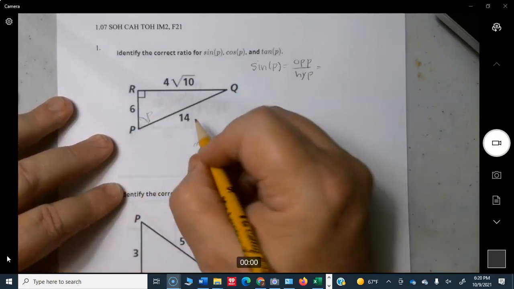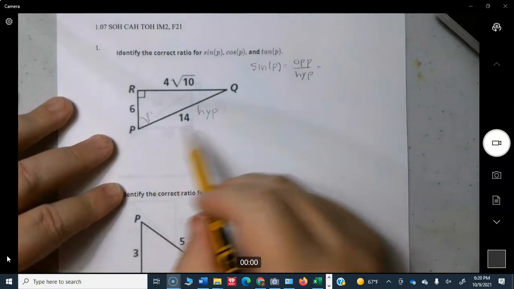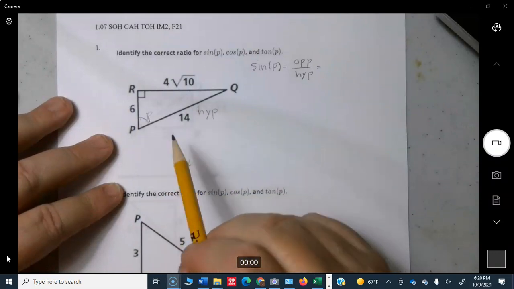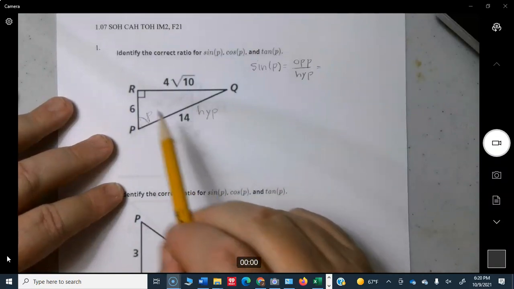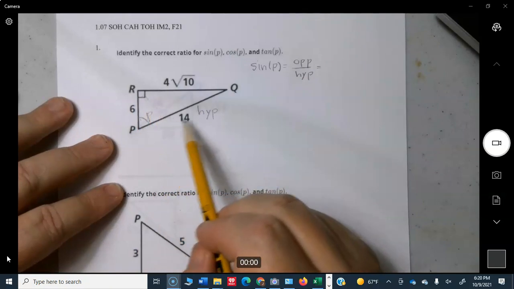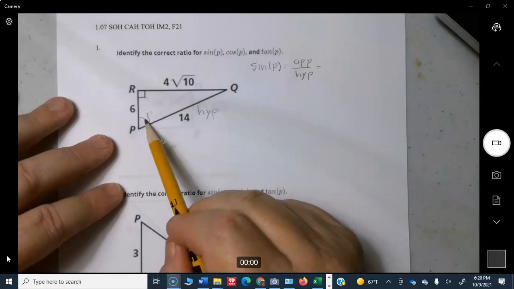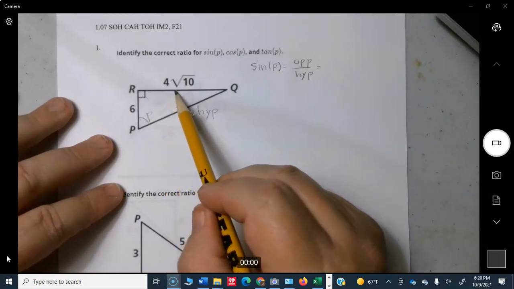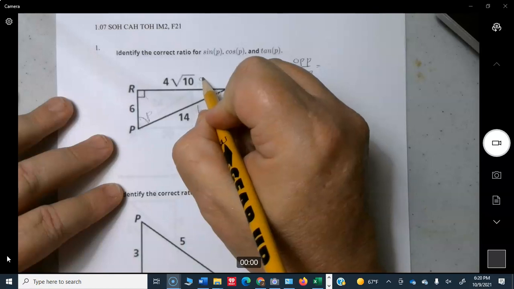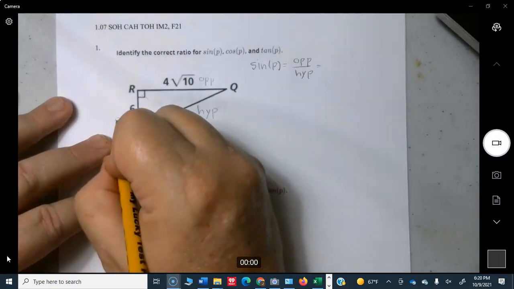So the hypotenuse is this longest side right here. Another way to know the hypotenuse, if one of the other sides is very close in length to the hypotenuse and you're not sure, is it's opposite the right angle. So the right angle goes across, the hypotenuse is on the opposite side. Okay, now we have P here, so the opposite side to P is this side over here, so that's going to be the opposite. And the side next to it is the other guy, that's the adjacent.